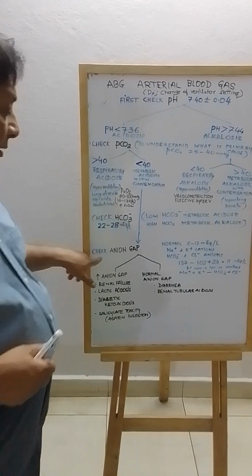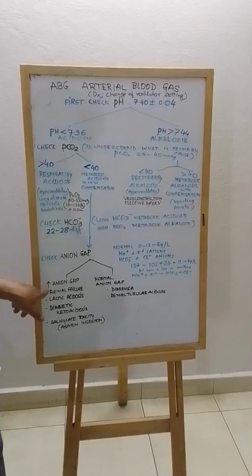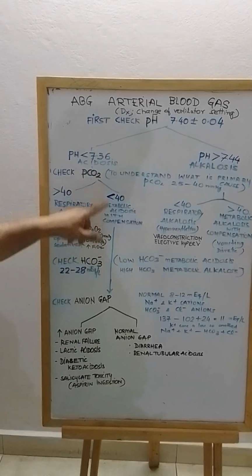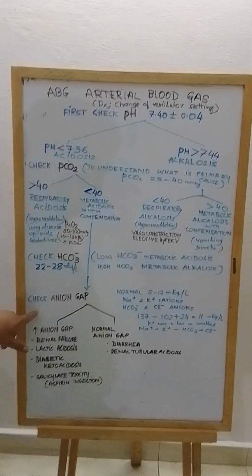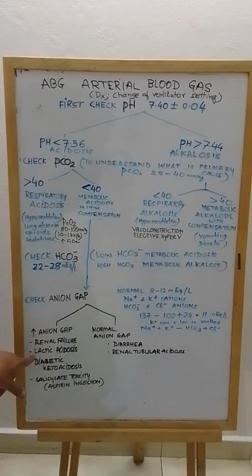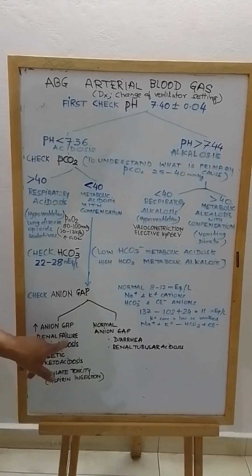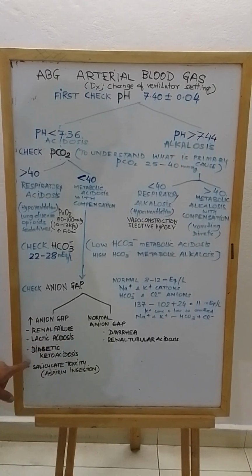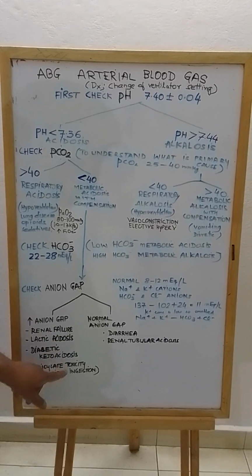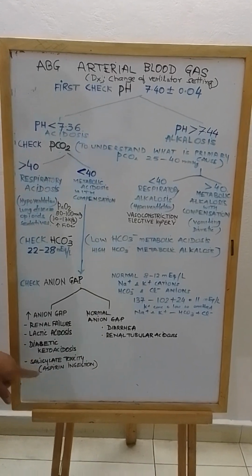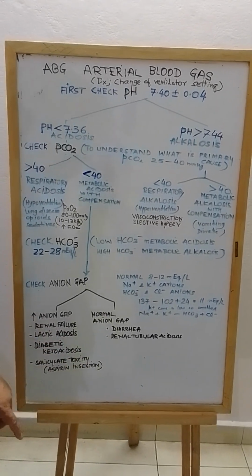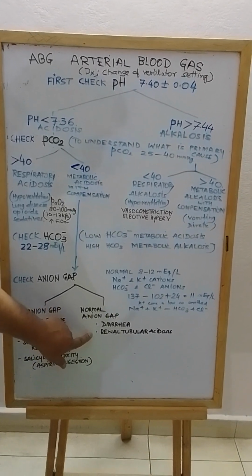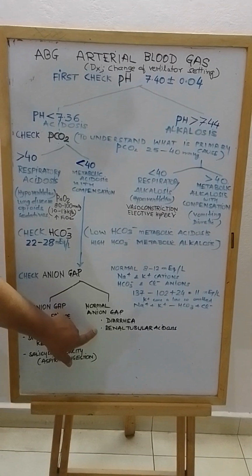What happens? Just check the anion gap. If there is a very high anion gap, it means there is a metabolic acidosis, and a high anion gap indicates the diagnosis of renal failure, lactic acidosis, diabetic ketoacidosis, and salicylate toxicity, that is aspirin ingestion. And if it is a normal anion gap, then it is because of diarrhea and renal tubular acidosis.